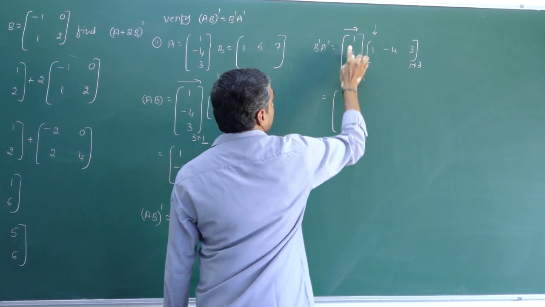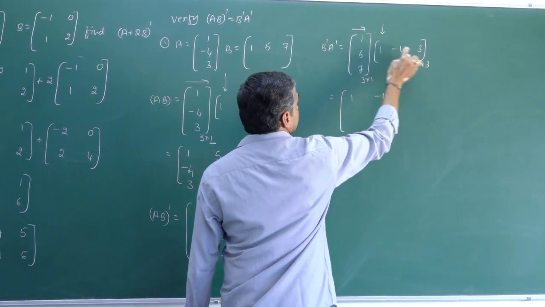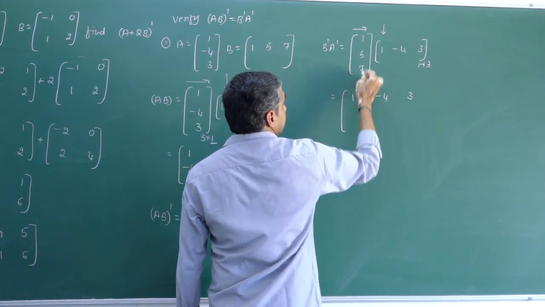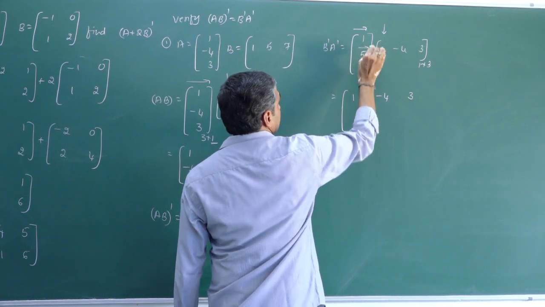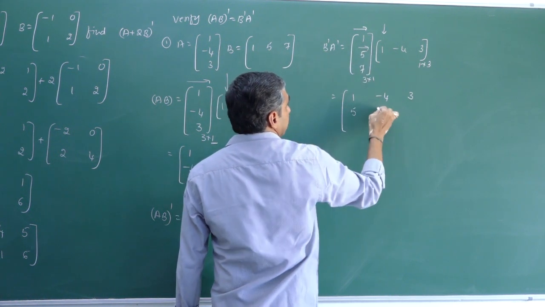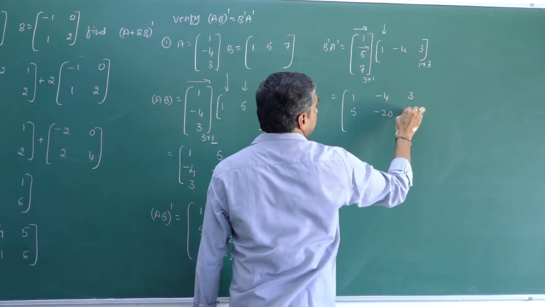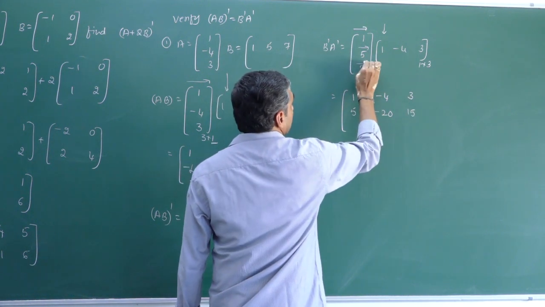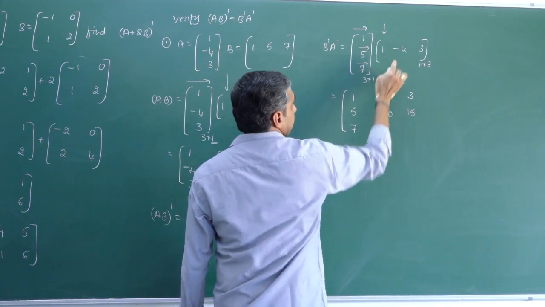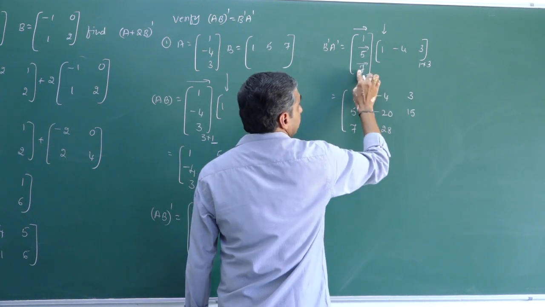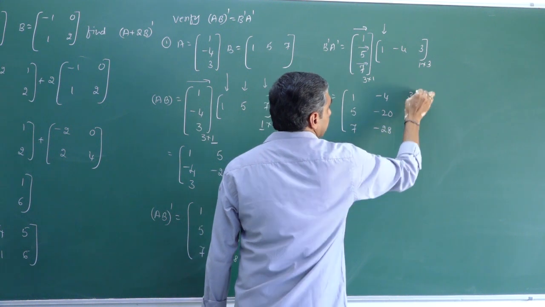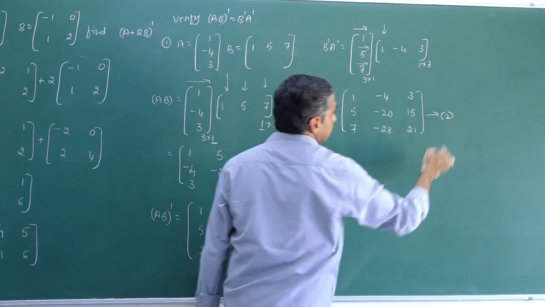Yes. 1 into 1, 1. 1 into minus 4, minus 4. 1 into 3, 3. Next, second row. 5 into 1, 5. 5 into minus 4, minus 20. And 5 into 3, 15. Next, third row. 7 into 1, 7. 7 4s are 28 with minus. 7 3s are 21. All this is equation 2.